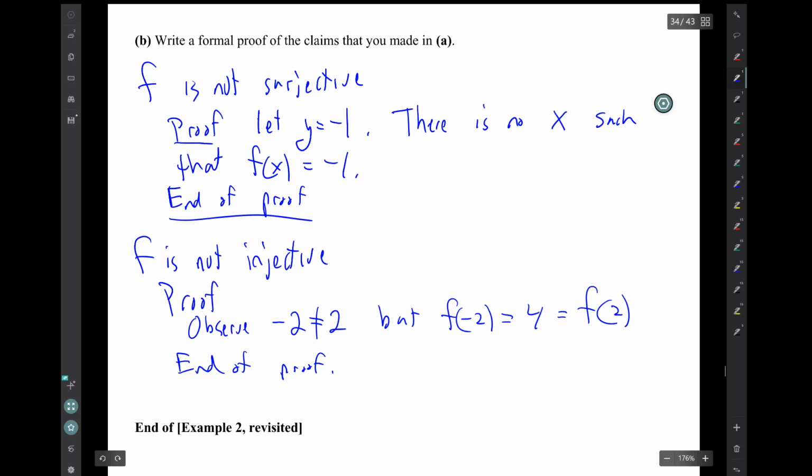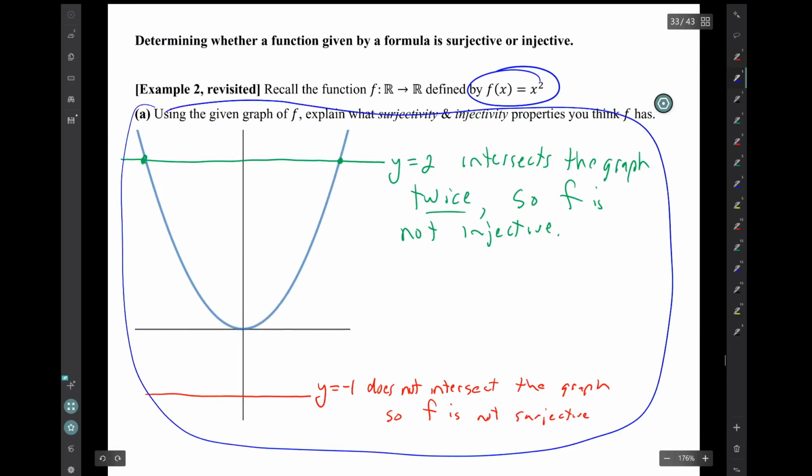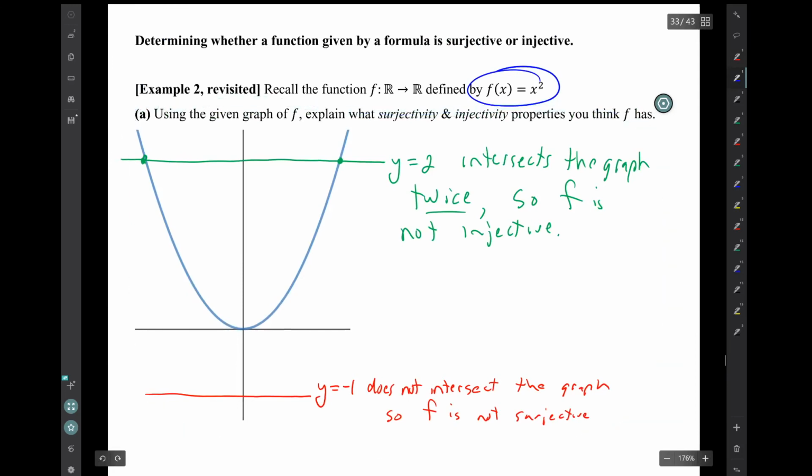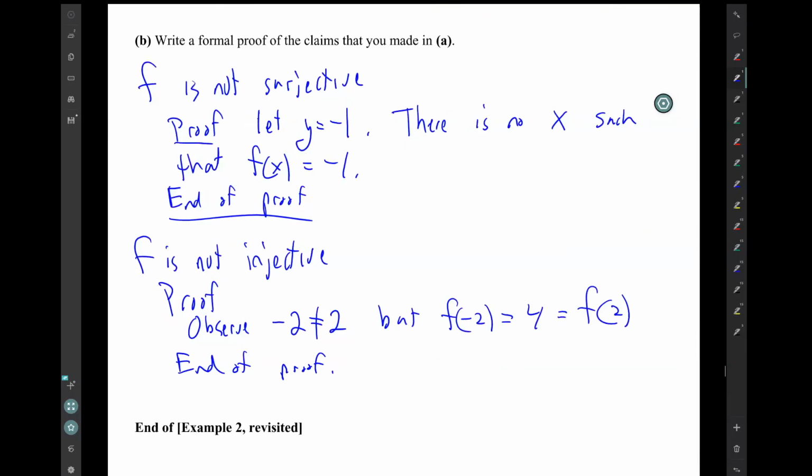So we point out that there exist two inputs that are not the same, but that cause outputs that are the same. So again, the illustrations are good for understanding injectivity or not injectivity, and surjectivity or not surjectivity. But for an actual proof, you have to reference the definitions.